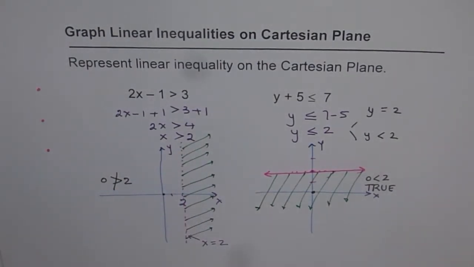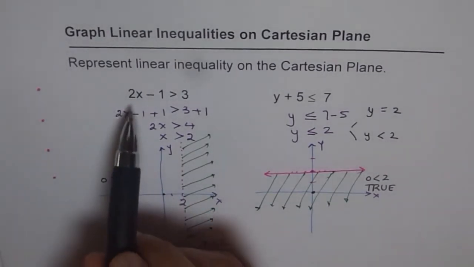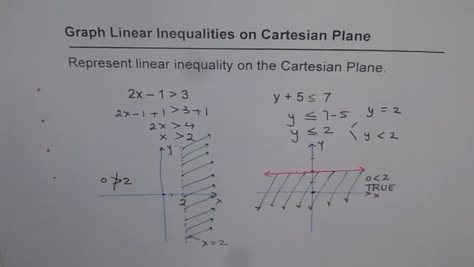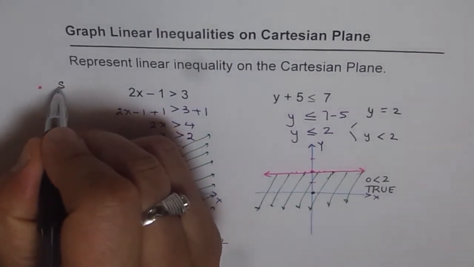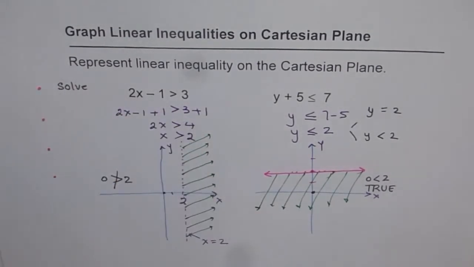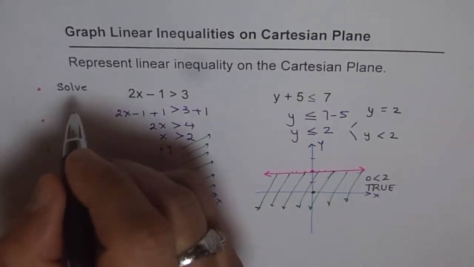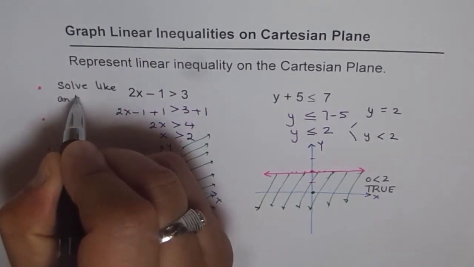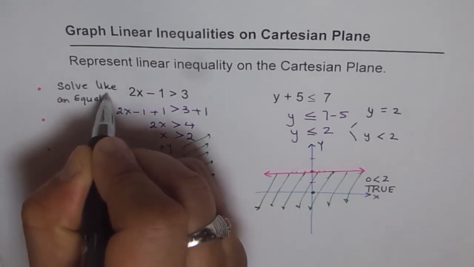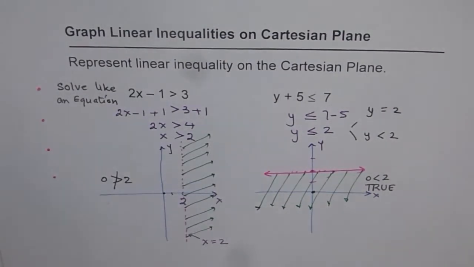And of course, I forgot about solving the inequality in the first place. So you may not get such a simple inequality in an exam or homework. You may have an inequality like this. So first solve. Solve like an equation, right? That is better. Let me write. Solve like an equation. Forget about the inequality. Solve like an equation and sketch the line, right?